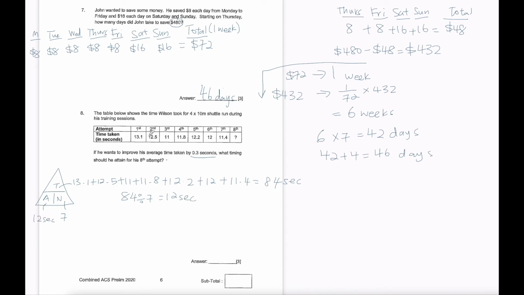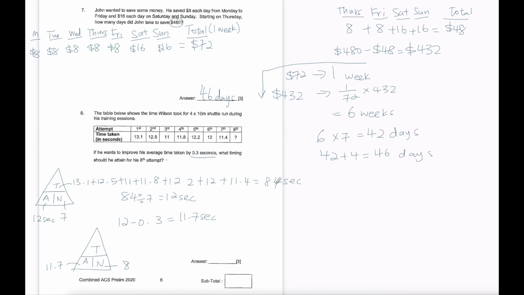So he wants to improve his average time by 0.3 seconds, right? So right now his average time is 12. If I want to improve it, I need to take lesser time, so I need to minus. So 12 minus 0.3, I'm going to get 11.7 seconds. Okay? So we need to take 11.7 times 8. Because right now, he wants his new average to be 11.7. And we have how many attempts? We have 8 attempts.